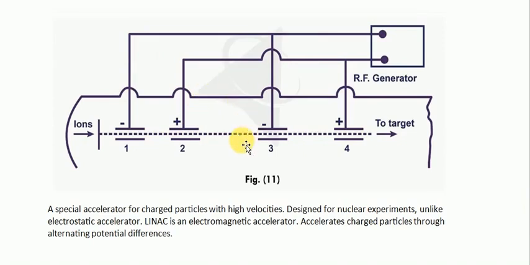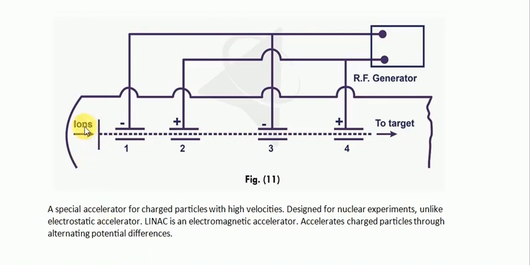Now here's a question for you. Why do you think that they use an alternating current instead of direct current? Yes, the answer is alternating current allows the direction of the electric field to keep switching. So each gap between the tubes can give our particle a push forward. This setup allows continuous acceleration without the need for insanely high voltages. Right.